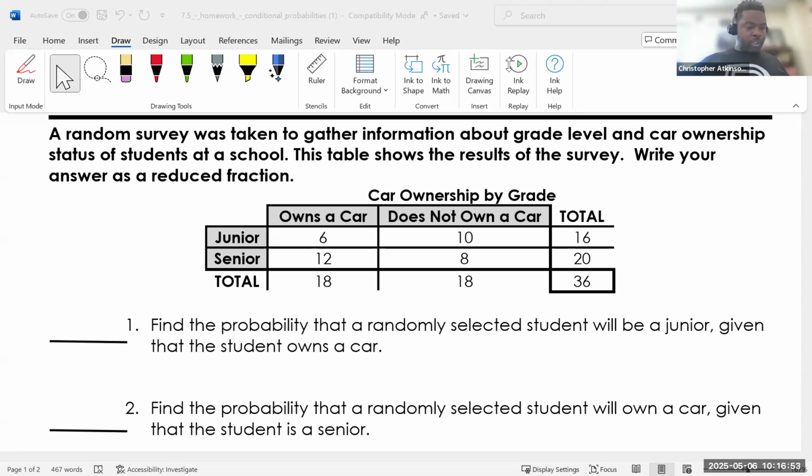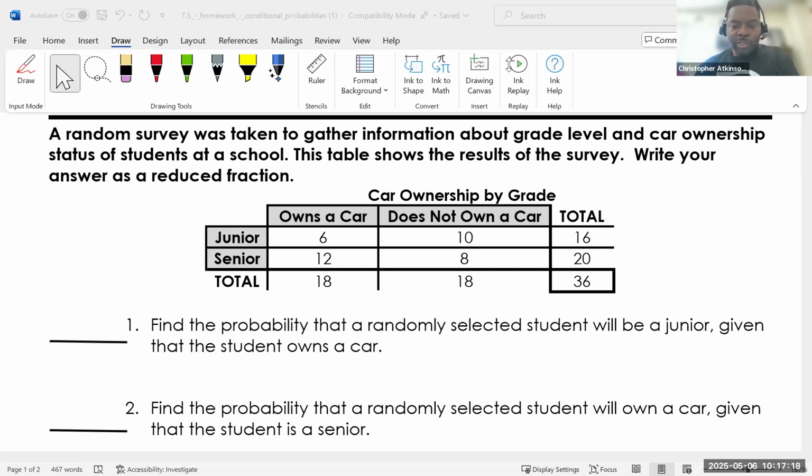All right. Hello, everyone. Just want to do a quick summary on how to do conditional probability, the proper way to do it, regarding a two-way table. So for this first example, we have a survey that was taken to gather information about grade level and car ownership regarding students here at the school. This two-way table that you all are seeing shows the results of the survey. We're going to write our answer as a reduced fraction.